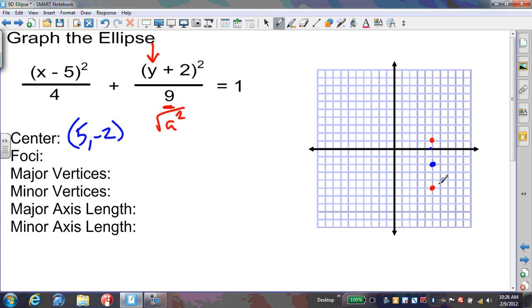Okay, let's go ahead and put in the minor. I'll do it in a different color, in green. This is b squared, so to take the square root of that, the square root of 4 is 2.